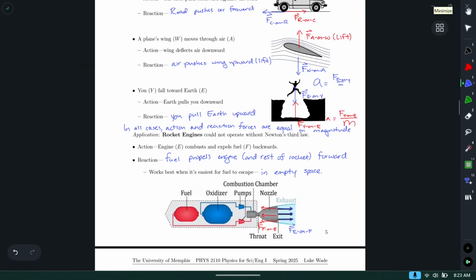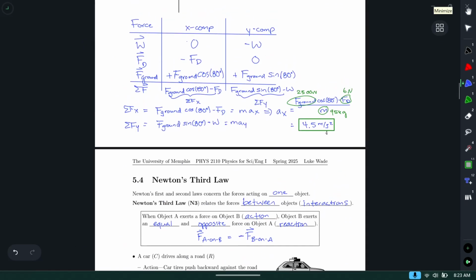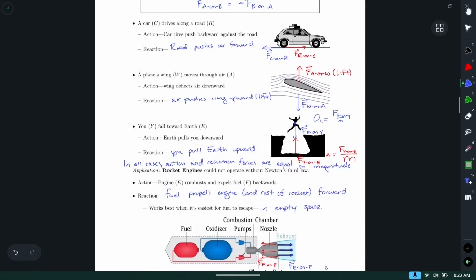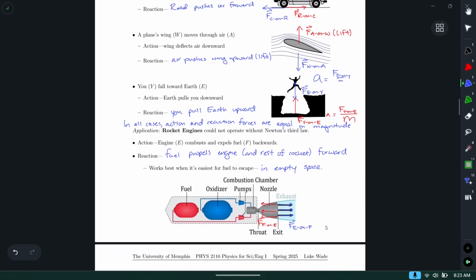All right, so questions on any of that so far? You said forces will be equal in size and opposite in direction. Yep, always. As long as it's an action-reaction pair, meaning it's always of the form F A on B and F B on A.